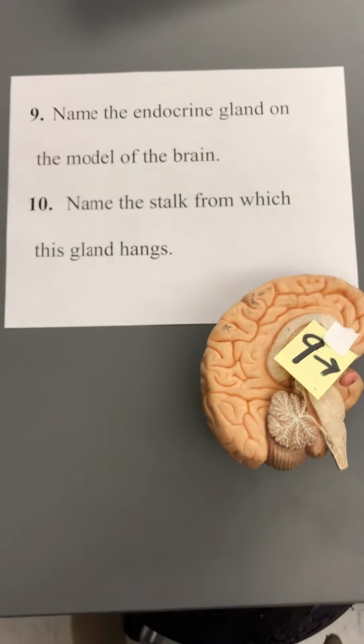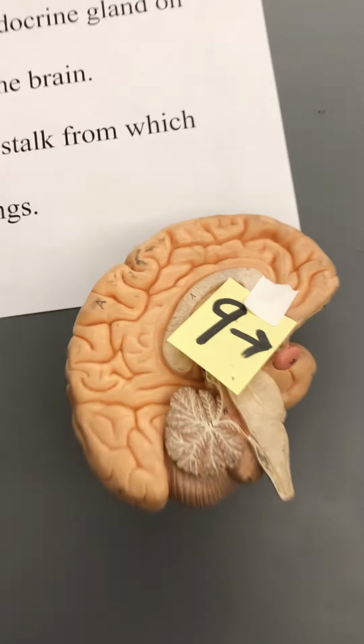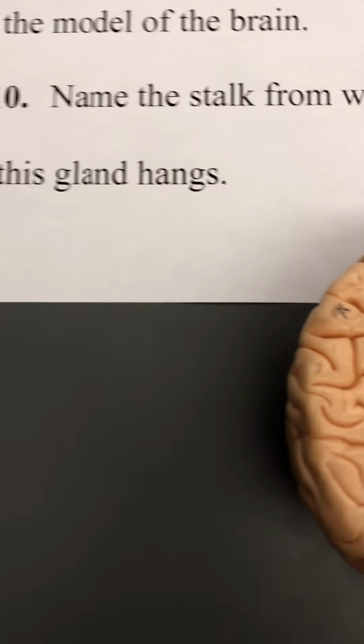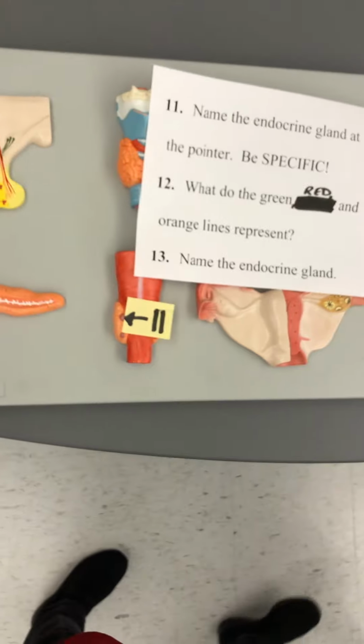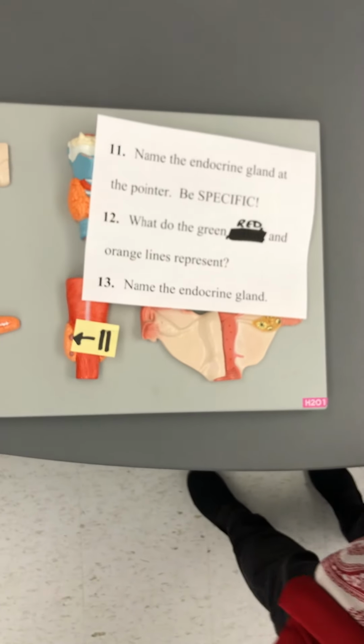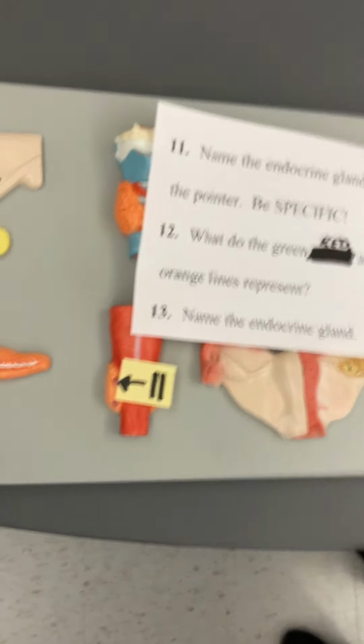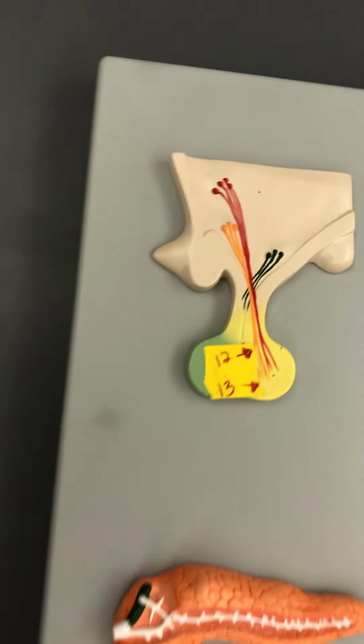9 and 10, the brain is the pituitary gland. The stalk is the infundibulum. And 11, I was looking for the parathyroid. Smaller gland at the pointer there.